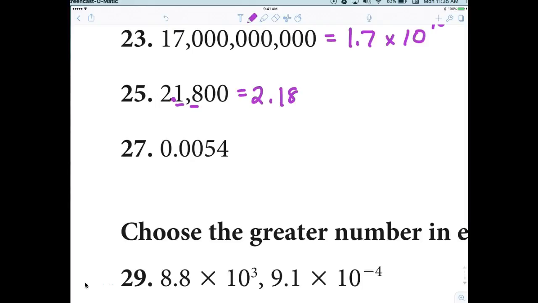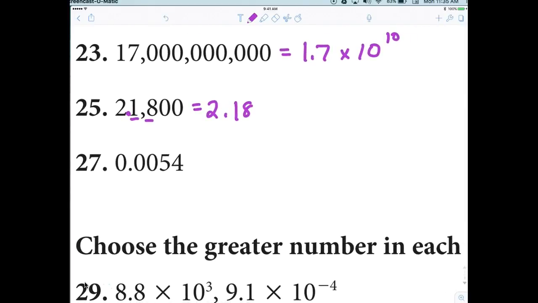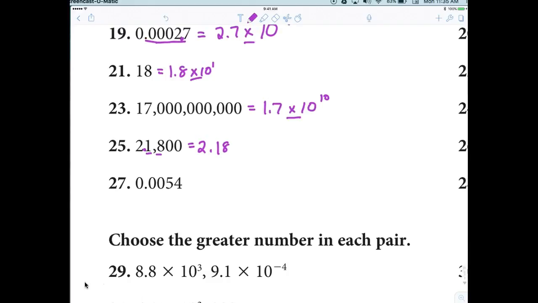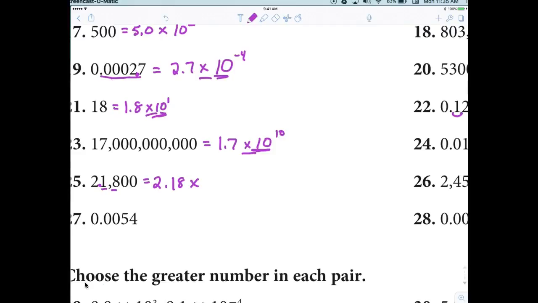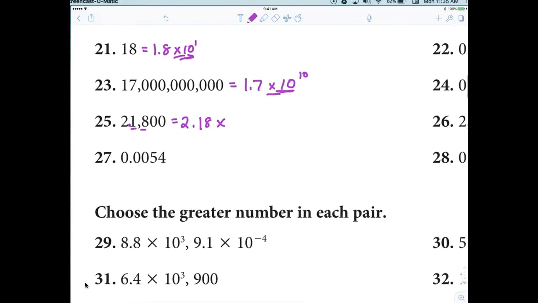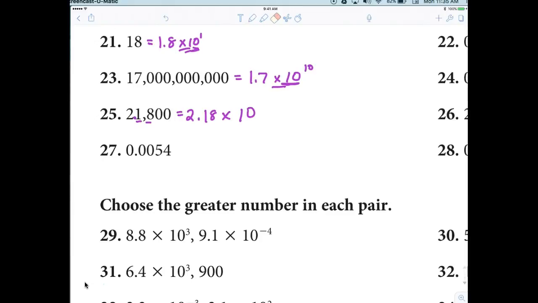Now, what's after 2.18? We're trying to write it in scientific notation. So you would write 2.18 times what? Times 10. Why is it times 10? Because every single other one has always been times 10. That's the pattern. Everything is times 10. Now the question is the exponent. How many places did you move it?